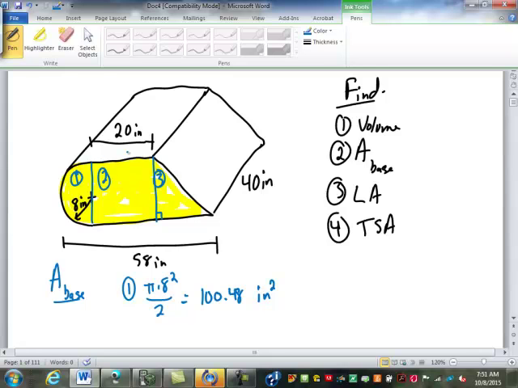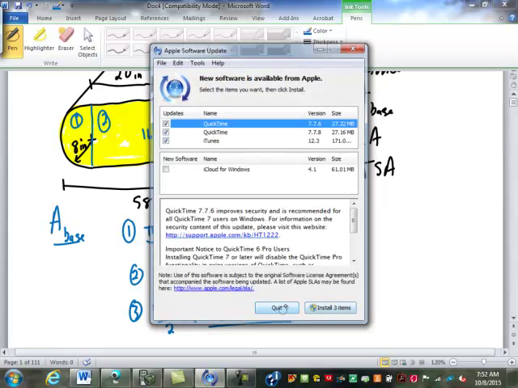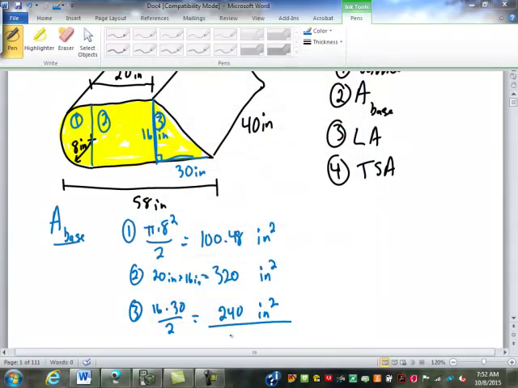Okay, shape 2 there is 20 by 16, otherwise known as 320 square inches. How about shape 3 here? This is 16, what's this? 30. Perfect. So that's 16 by 30 divided by 2. So 240 square inches. So that makes the area of my base 660.48.